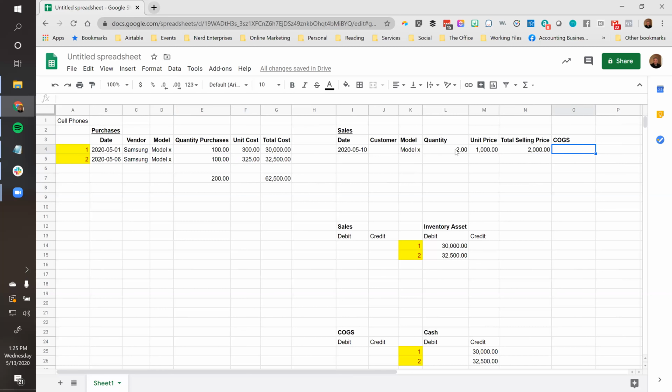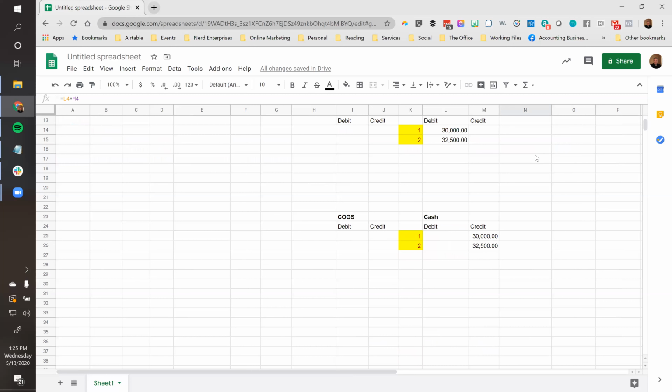So in this case, again, we're only selling 2, so we're going to be left with 98 of these. We're still at 300 a unit, right? So the cost of goods sold here is going to be 600. Okay, so when we sell the 2 units at 2,000, cost of goods sold 600. So selling price 2,000. That's what we're going to get in cash, right?